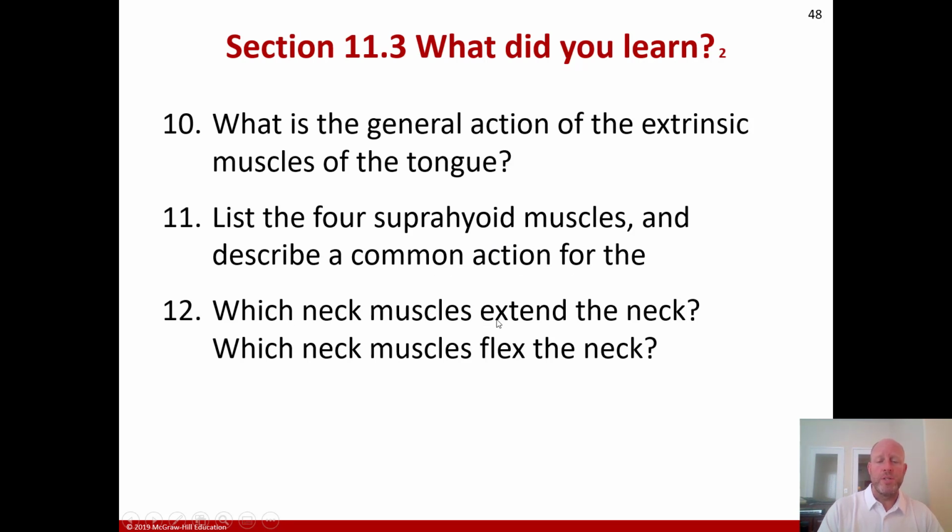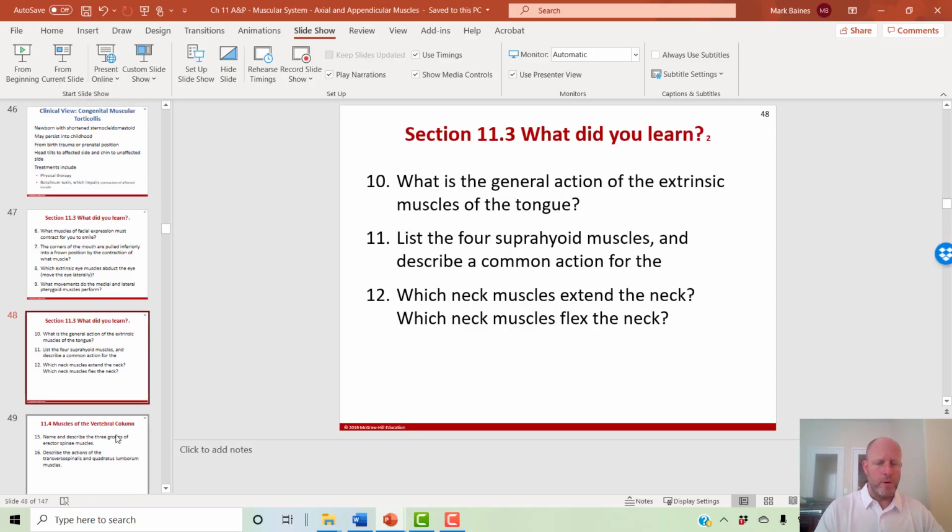And basically, which neck muscles extend the neck? Which muscles extend the neck, or extend the spine, we should say, really, or extend the cervical spine? And which neck muscles flex the cervical spine? Okay. And that's section 11.3, and we'll come back for section 11.4 shortly.